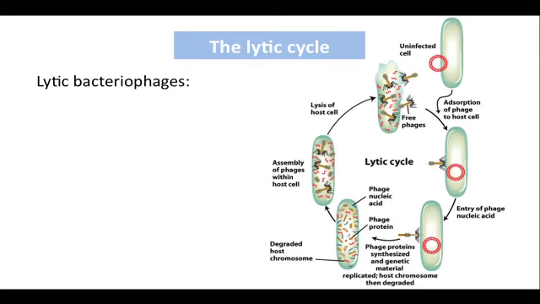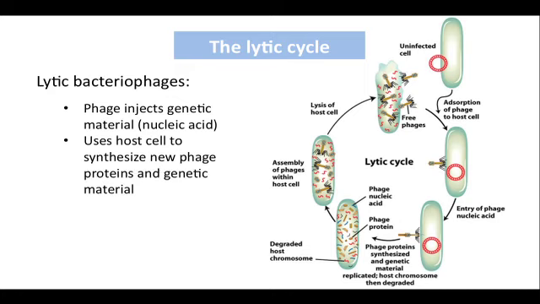So lytic bacteriophages undergo the lytic cycle. And the first thing that happens, as I said, is that the phage injects its genetic material, some kind of nucleic acid, into the bacterial cell. Once that nucleic acid is in there, it starts to be turned into proteins, and often the first thing those proteins do is shut off the host cell functions and take over the host cell and use it to synthesize the rest of the phage proteins to make new phage particles and also to replicate the phage genetic material.